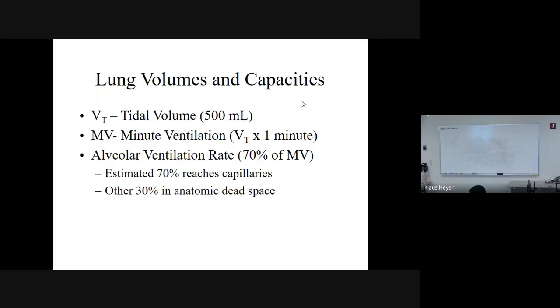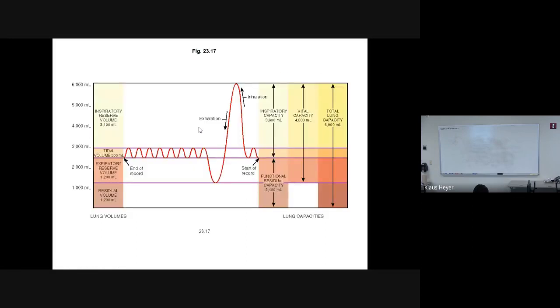So these slides kind of rolled together. You definitely need to know tidal volume. I don't care about anatomic dead space. Tidal volume is 500, and 70% of that reaches the capillaries, or your blood. It would be nice if you knew what inspiratory reserve volume and expiratory reserve volume are. You don't need to know the numbers exactly.